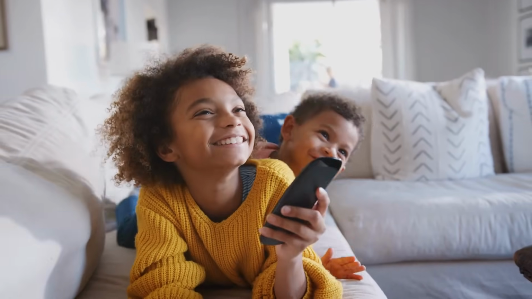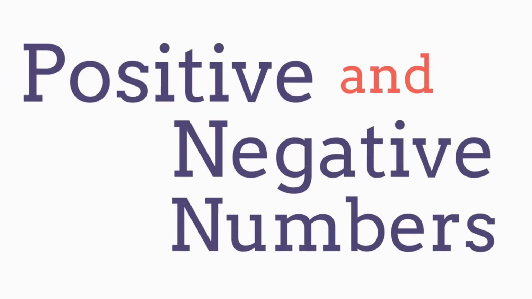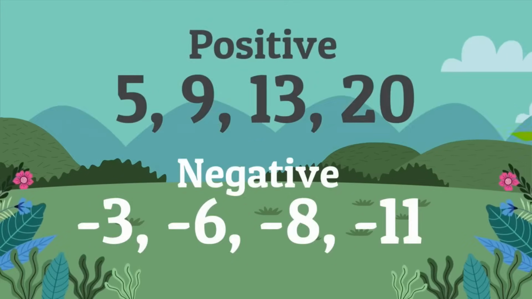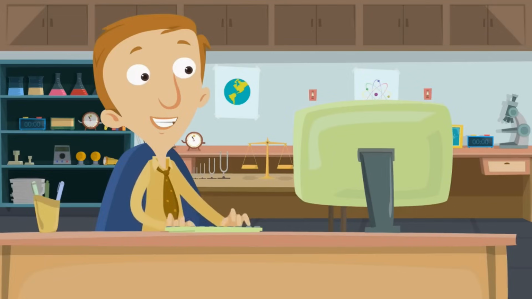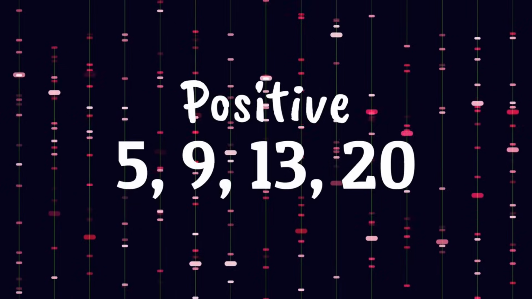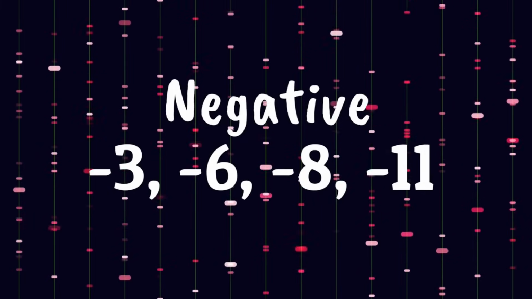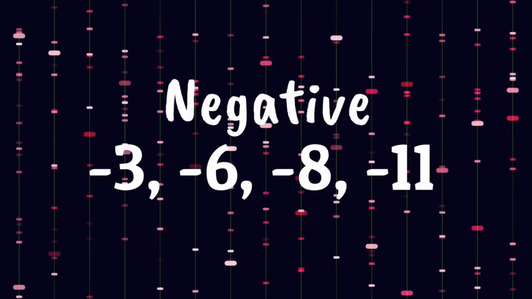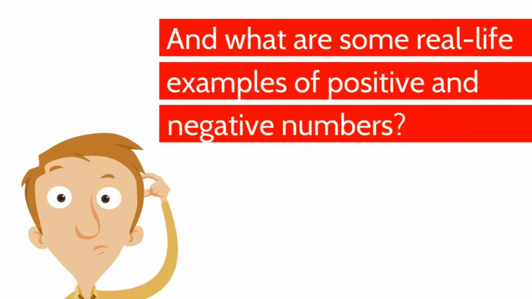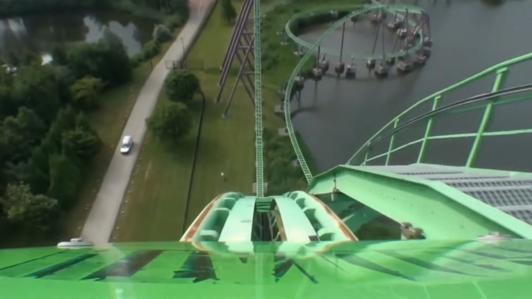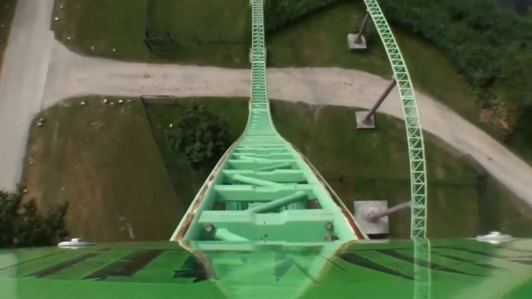And I want to start by asking you a question. Have you ever heard of positive and negative numbers? Numbers can be positive or negative. That's what we're going to learn about. What makes a positive number positive, and what makes a negative number negative? And what are some real-life examples of positive and negative numbers? Hold tight. We're going to explore all of these questions and more, starting with this.